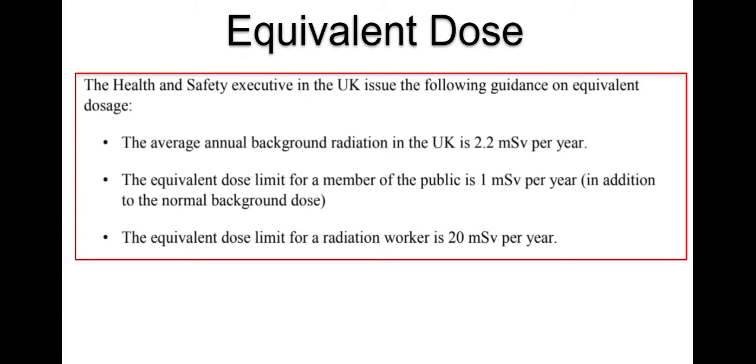If you happen to be a radiation worker, that being somebody who works in a nuclear power station or in a nuclear submarine, or you work in a radiography lab in a hospital perhaps, then your equivalent dose limit is a bit higher because you're going to have your situation monitored a bit more rigorously. And for a radiation worker in the UK, the radiation limit for them is 20 millisieverts per year over and above normal background.